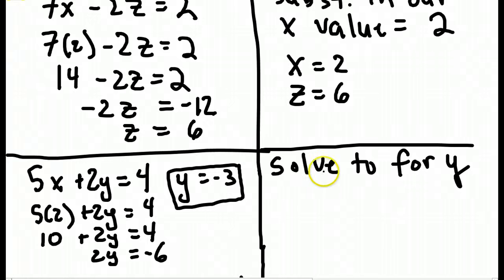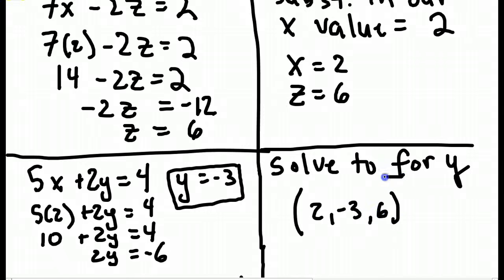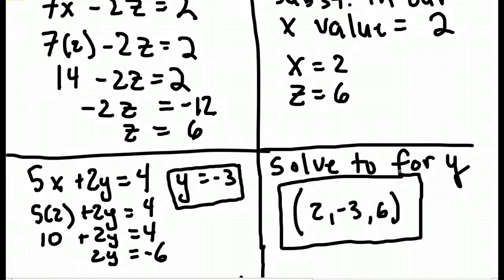So our solution is 2, negative 3, 6, where these three equations intersect on the graph. The x component is 2, so that's your horizontal. Your y component is negative 3. And your z, the one that comes and crashes through these guys, is at 6. So that is your solution to that problem.